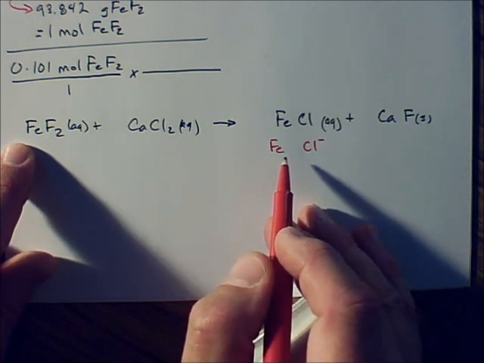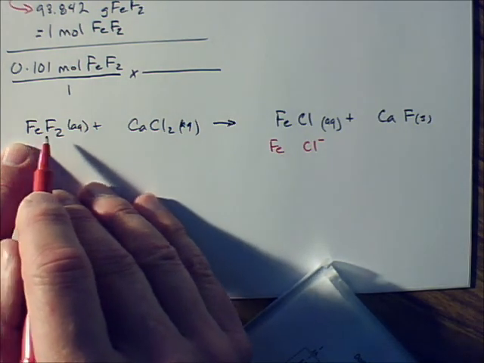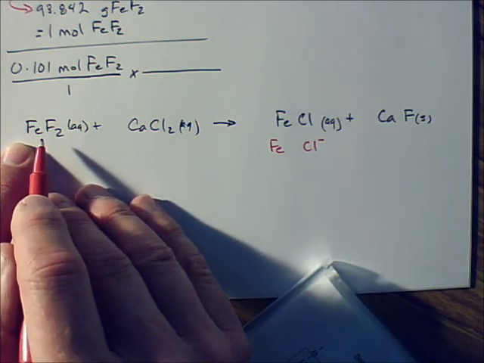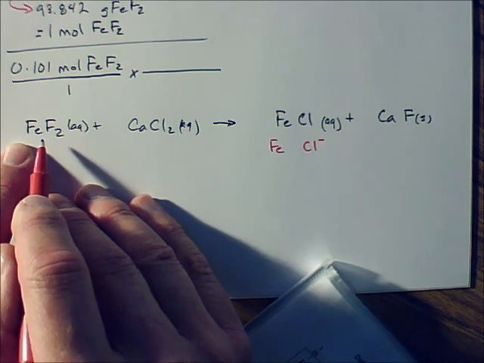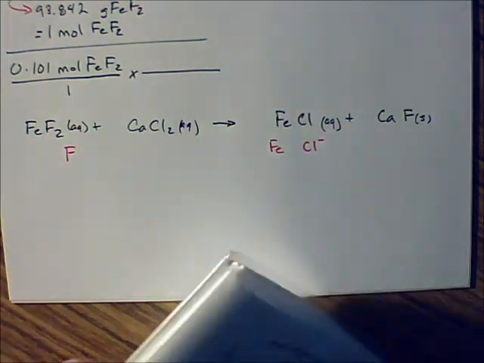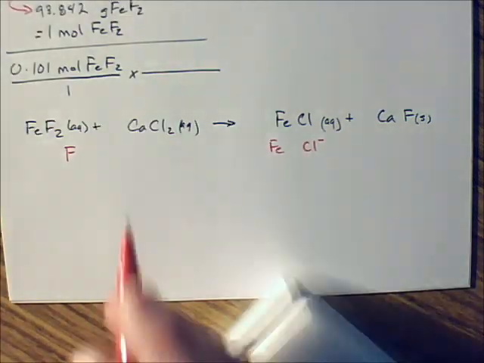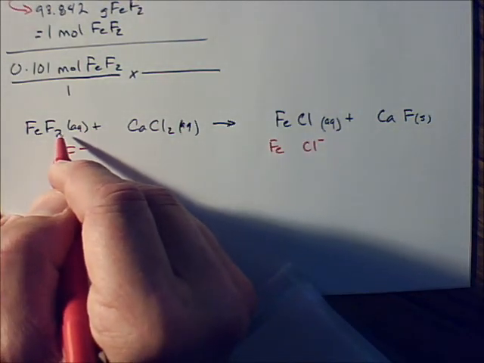Does that make sense to everybody? Do I need to go over and show you why I know it's 2 positive over here? Yes or no? Everybody's cool with that? No, you didn't show me. Alright then. Fluorine only has one kind of charge. It's a negative. I've got 2 of them.